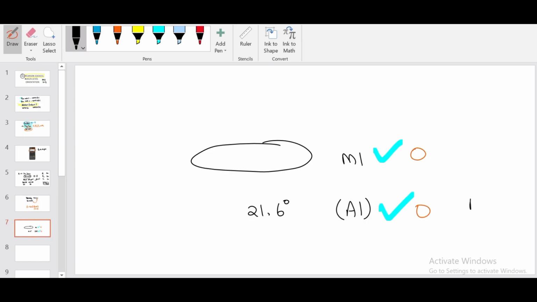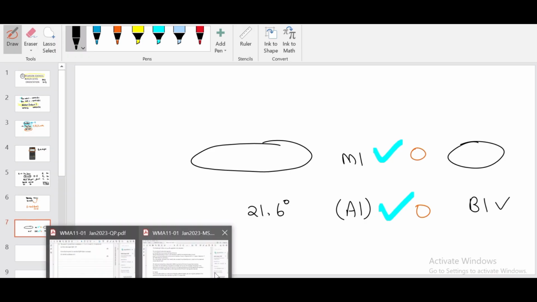And then you have B1. They call it an unconditional mark or something. Whether you write the working or not, you will be given B1. But if you go through the marking scheme, you will notice that for most of the questions, the answer mark is A1. I will show you a sample here.